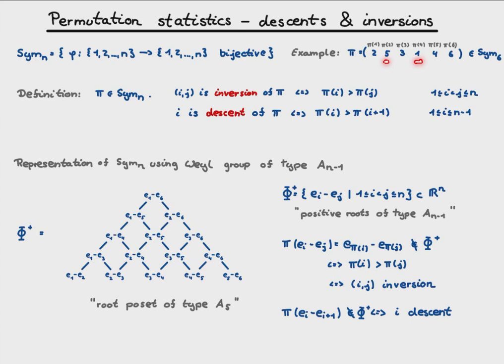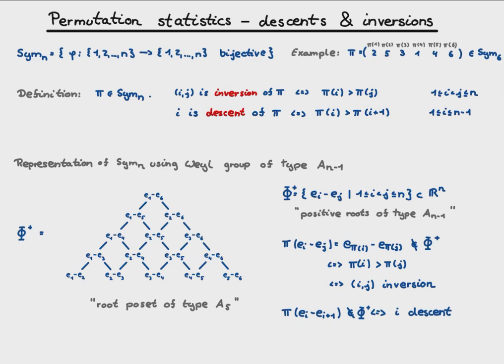which is equal to 1. And similarly, a permutation has a descent at position i if and only if pi of i is greater than its right neighbor, pi of i plus 1. So for the descents, we just compare an entry with its directly right neighbor. And for the example, one notices a descent at position 2 because pi of 2 is obviously greater than pi of 3.